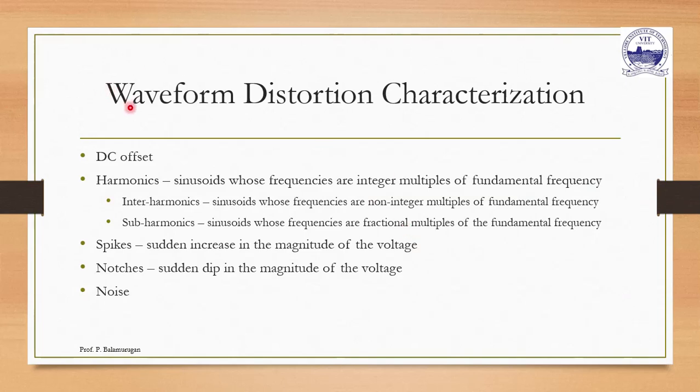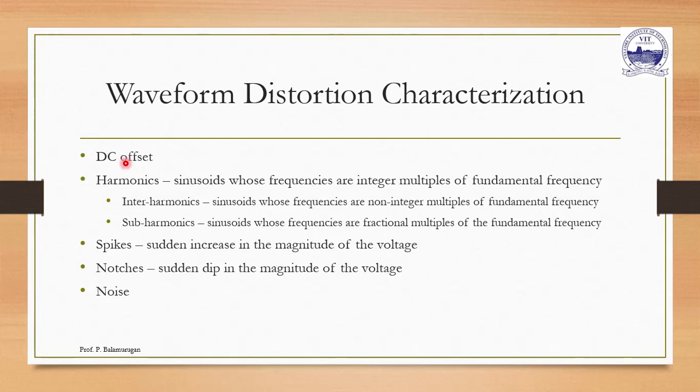The waveform distortion can be characterized under different categories, namely DC offset, harmonics, spikes, notches and noise. And in harmonics we have two subcategories, interharmonics and subharmonics. So first we'll consider the DC offset. DC offset is nothing but the presence of a DC component in an AC system. This may arise due to the presence of a rectifier, which introduces more DC component into the system.